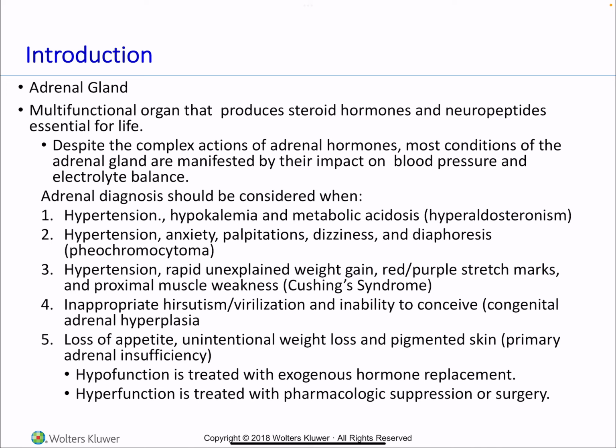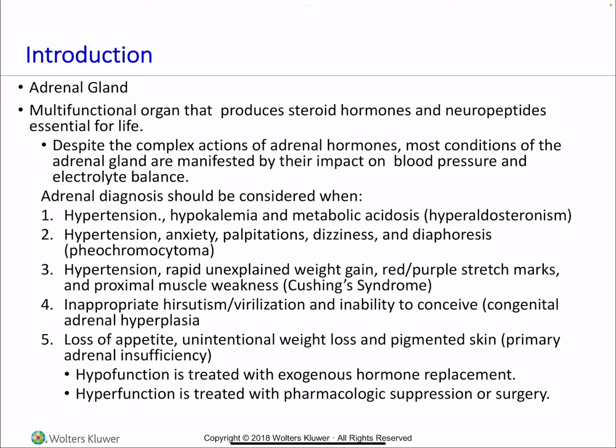So, when should you consider an adrenal issue or an adrenal diagnosis? Well, when there's hypertension, hypokalemia, and metabolic acidosis. These are the symptoms and the clinical manifestations of hyperaldosteronism. When you see hypertension, anxiety, palpitation, dizziness, and diaphoresis, you could suspect that this could be a condition called pheochromocytoma. We'll talk about that in the next few slides.